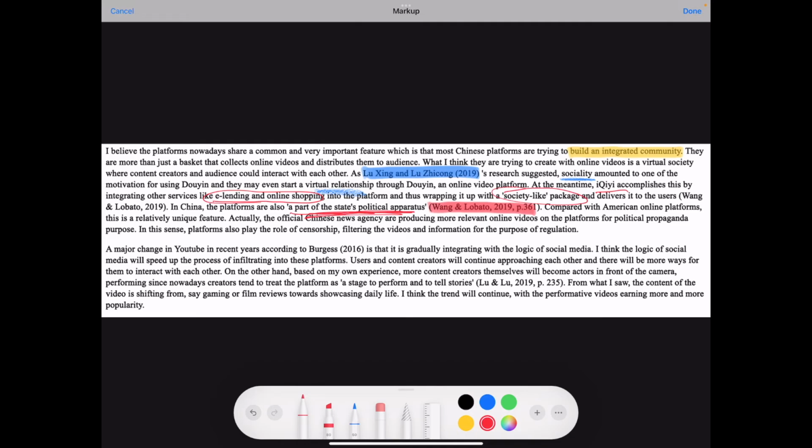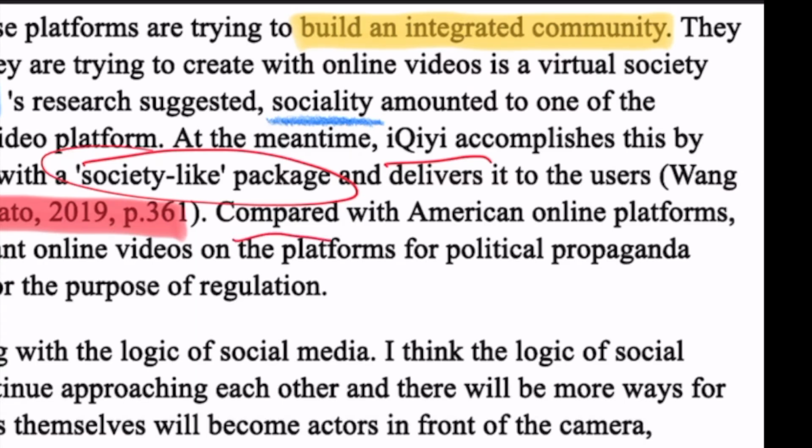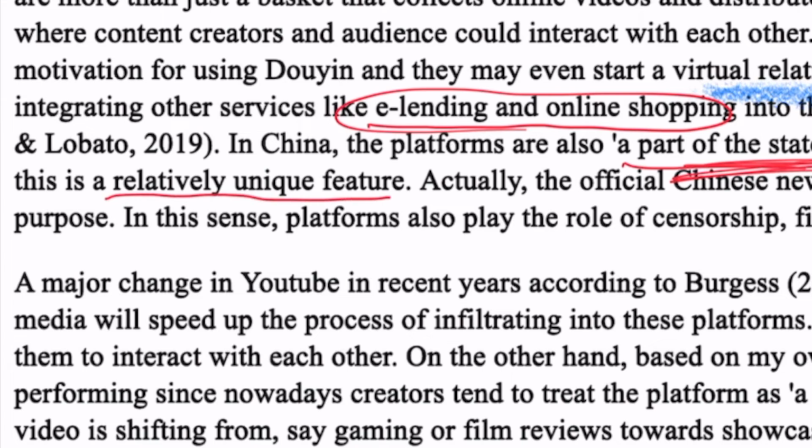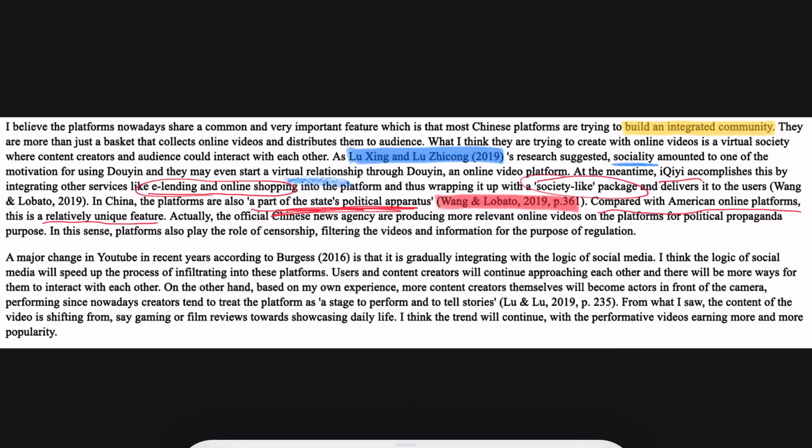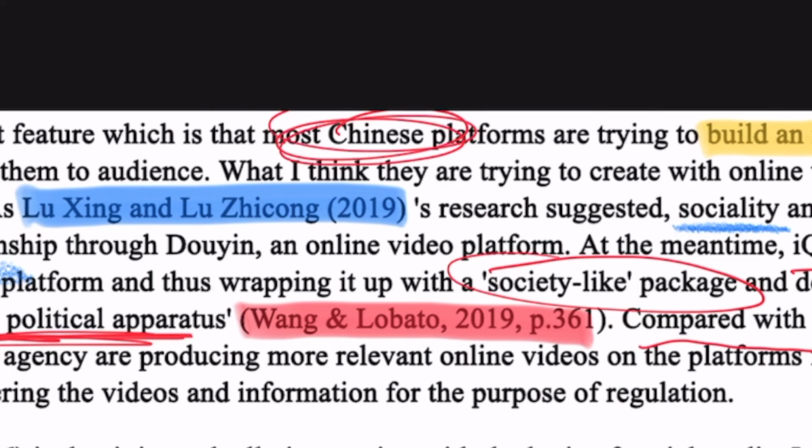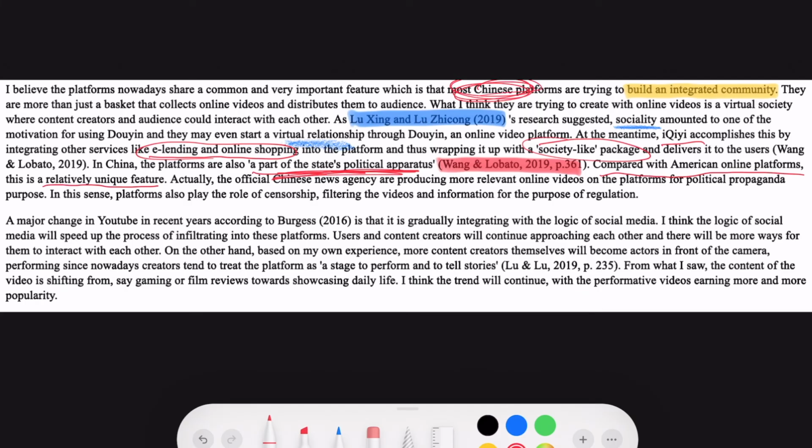And then it finishes up here with compared with American online platforms, this is a relatively unique feature. So again, talking about how this is specific to China, right? And again, that was mentioned up here when they brought that up. So here we have a strong main takeaway that's reflected through the different sources that we've used in a nice package. Okay, I hope that helps you see, one, kind of what I'm looking for in these courseworks. I want you to show your main takeaways from the sources, the things that you have learned in the course, so you can demonstrate the meaning that you are making in the course. That's the part of the response that I wanted to share with you.